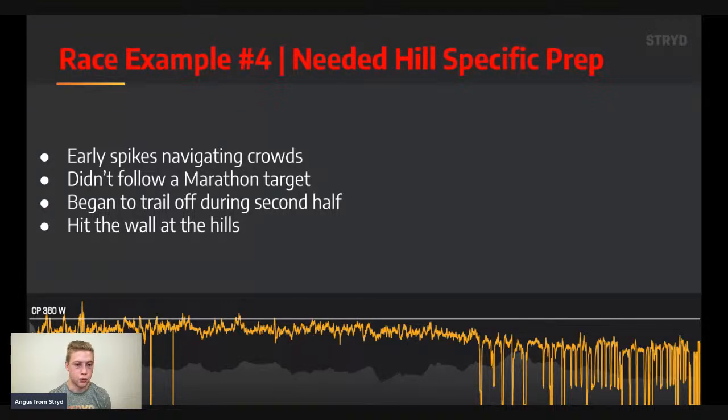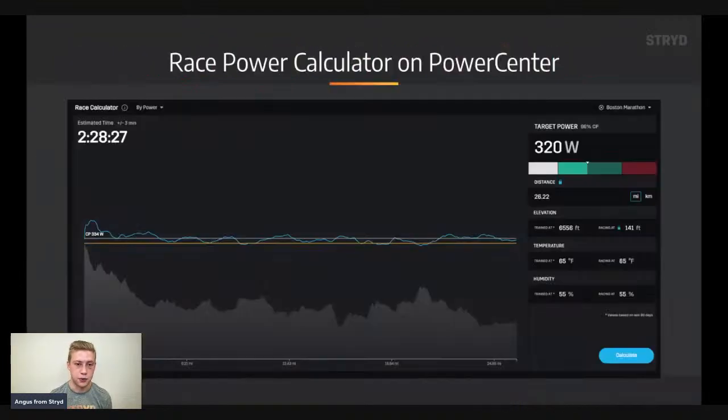It can be unpredictable, where it can shift wildly from year to year. And definitely use the Stryd Race Power Calculator to input those temperature and humidity conditions to adjust.